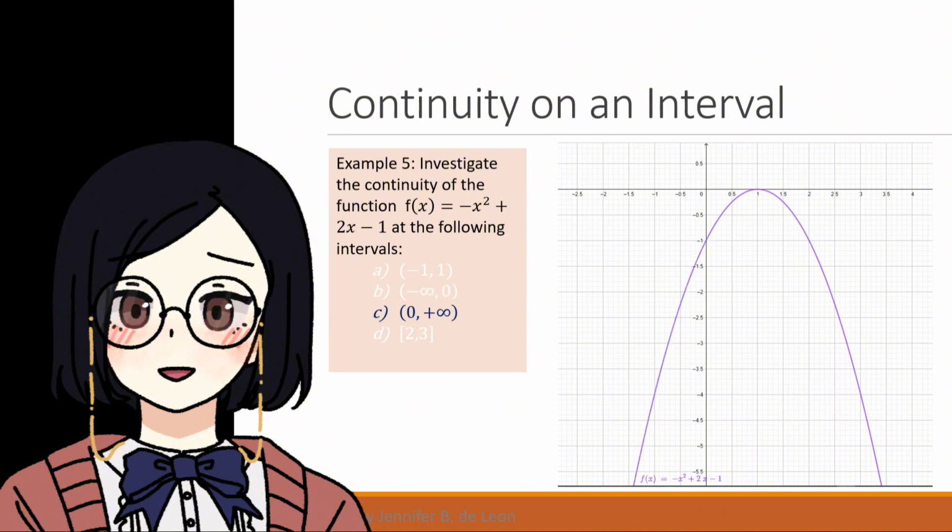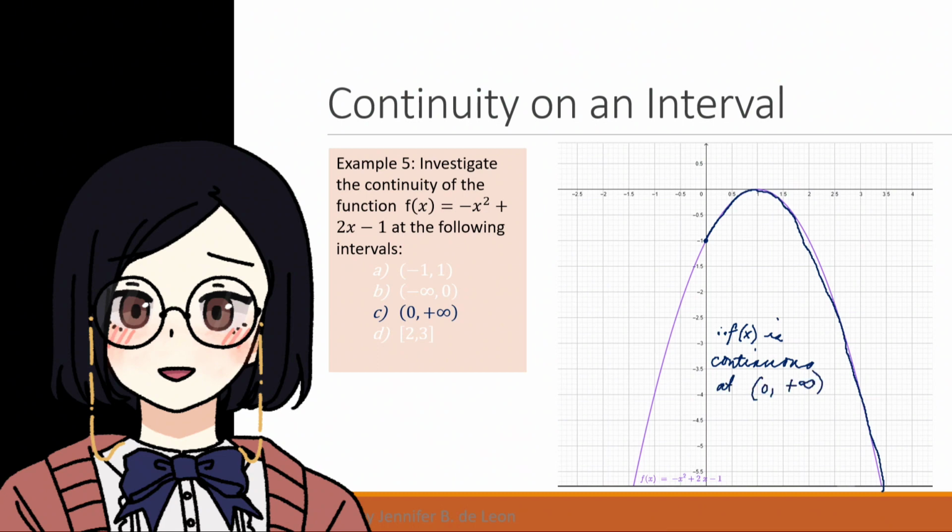What about the third interval, from 0 to positive infinity? Again, we plot the point having x equals 0. Then we trace from 0 to positive infinity. As you can see, we can trace the graph without lifting our hand. So that means that f of x is continuous on the interval from 0 to positive infinity.